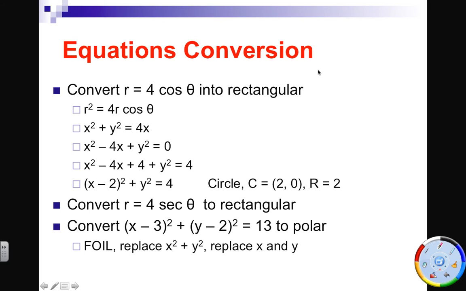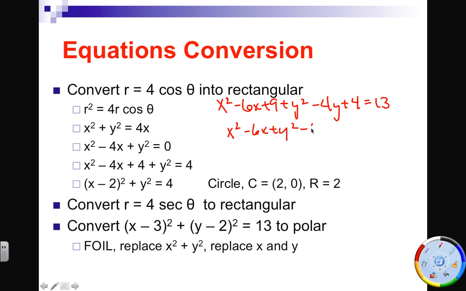So let's do this. Let's FOIL. We get x squared. I'm going to have to go a different spot here. I'm going to go right here. I'm going to get x squared minus 6x plus 9 plus y squared minus 4y plus 4 equals 13. If I get all of my constants on one side, minus 9 minus 4, oh, that's nice. I get x squared minus 6x plus y squared minus 4y equals 0. That's cool.